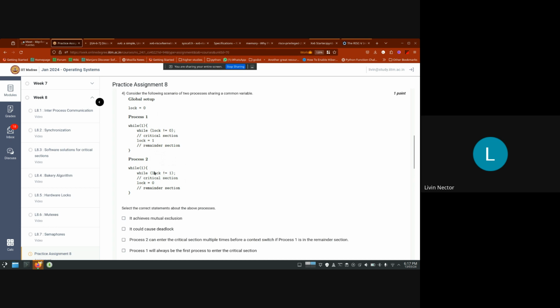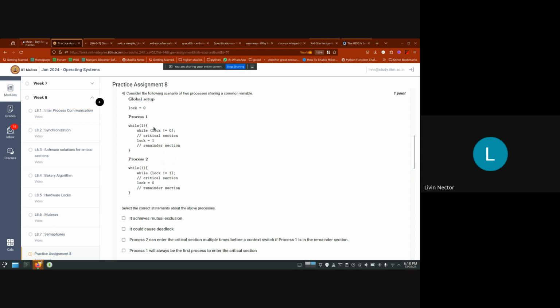This becomes false only when lock equals 1, right? Right. So until then, this will wait. Until lock becomes 1, we'll be waiting to enter the critical section. We'll be waiting here in the entry section. So this process too wants to enter the critical section, but it cannot because the value is 0. So it's waiting to enter the critical section.